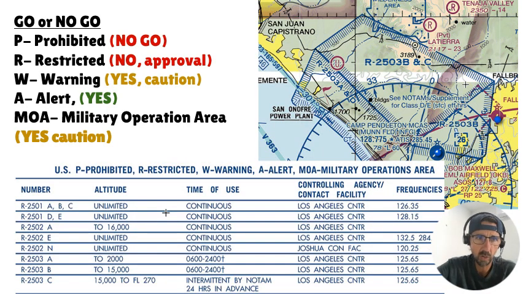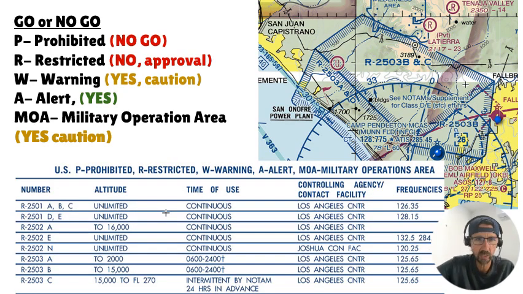A go and no-go decision, right? The first thing we're going to talk about is prohibited areas. That's a no-go. You do not enter those prohibited areas. Restricted areas, you should not go into a restricted area, or you would have to do that with specific approval. Warning areas, you can enter with caution. Alert areas, you can enter an alert area. And your military operation area, yes, but with caution. So those are the goes and the no-goes, right?